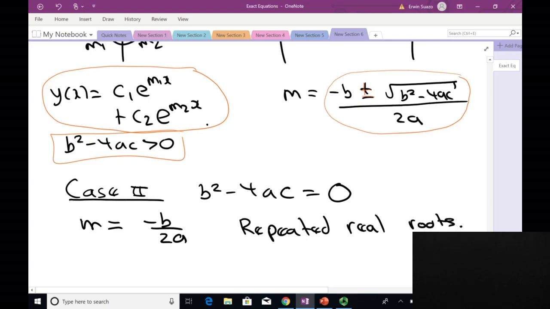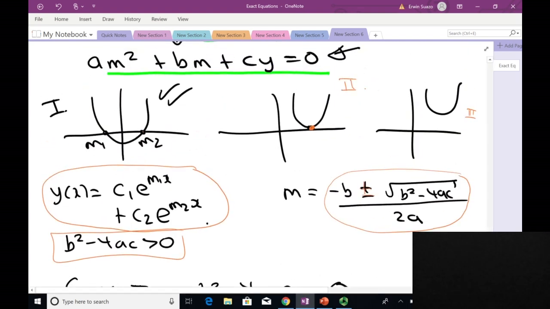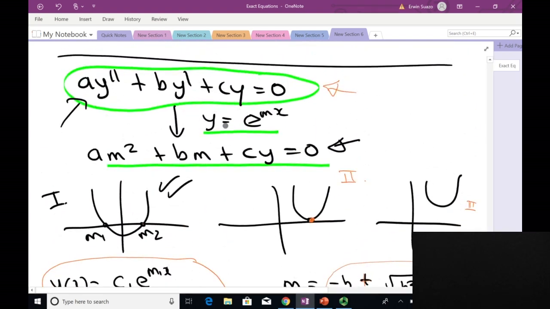So that's what this case is: repeated real roots. Because you have only one root, it's basically the same root. So that's this case. So we have only one root. So how does my solution look? y of x equals what? Remember, I'm using this substitution because I'm guessing that I have a solution of this form. So what is my solution if I only have one root?